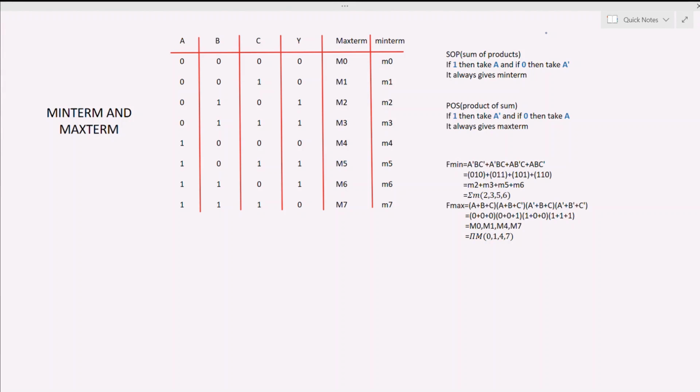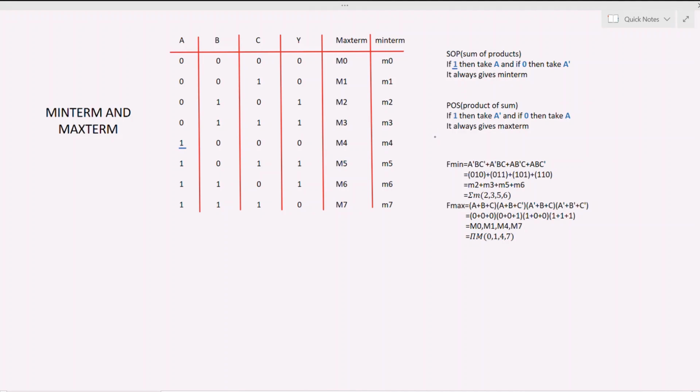Another thing to note is, if the variable is 1, like here A is equal to 1, then we take that as A itself. If the variable is 1, we take it as the variable itself, and if the variable is 0, then we take the complement of that variable. So here I have taken an example of variable A. If 1, then take A, and if it's 0, then take complement of A. So this will always give you a minterm.